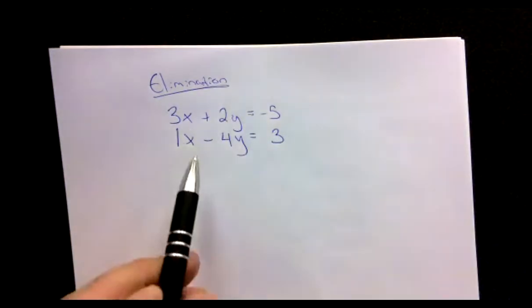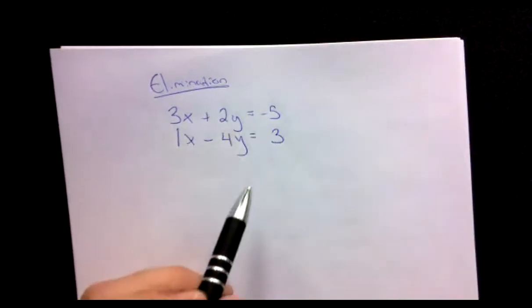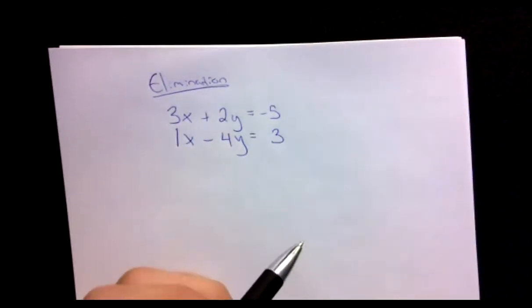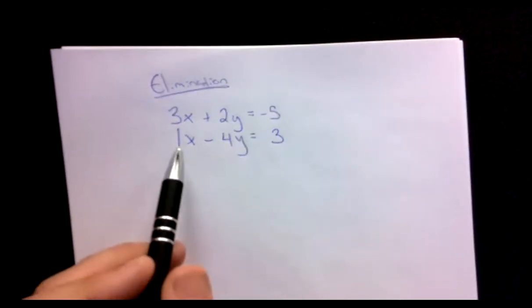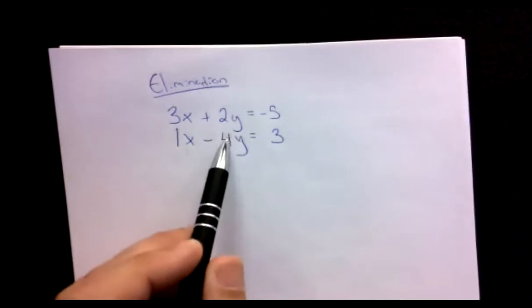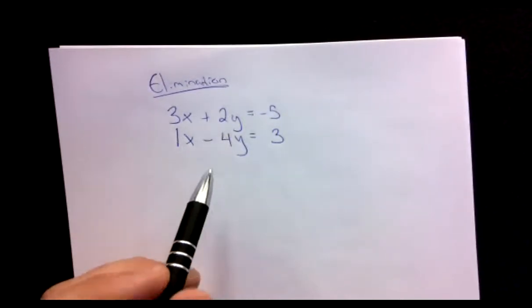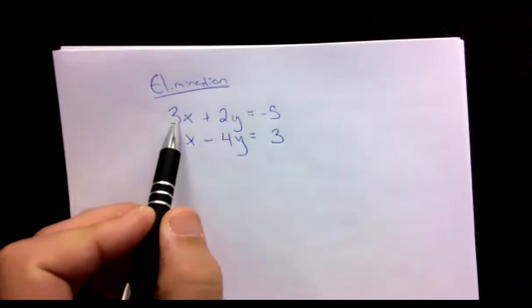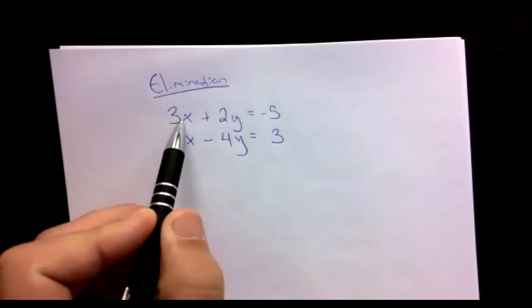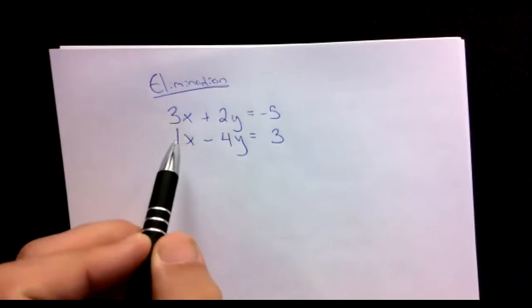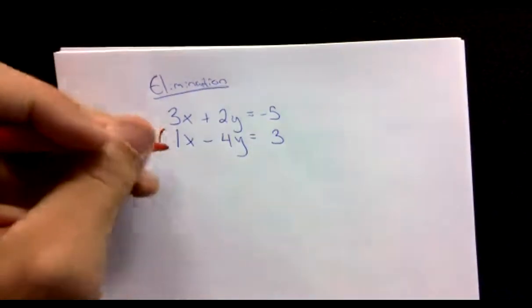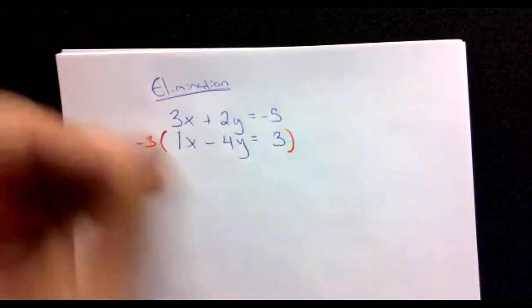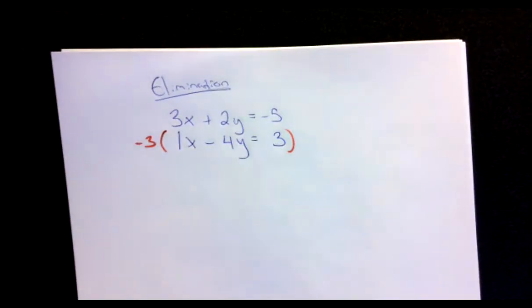The easiest way to do this, in my mind, is to decide whether you want to cancel out your x's or your y's. Okay, just for ease, I'm going to cancel out my x's. You could just as easily cancel out y's. I'm going to cancel out x. So the way I look at this is, here I've got a positive 3x. The opposite is a negative 3x. So how can I make this one a -3? I'm going to multiply it by a -3.